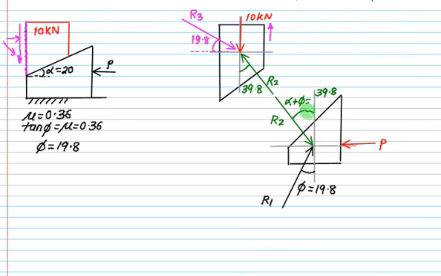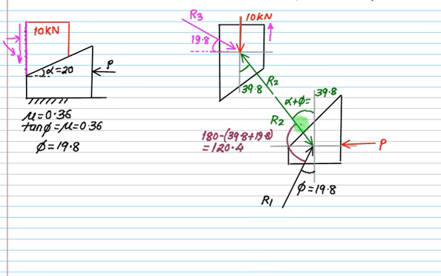This angle is 39.8 and this one is 39.8, so what will be this angle? This angle is 39.8. This one is 19.8. The total angle is 180. So this is 180 minus 39.8 plus 19.8, which is 120.4. First step is okay.